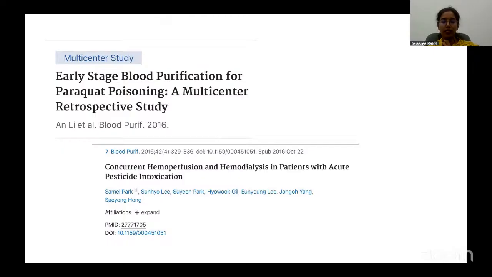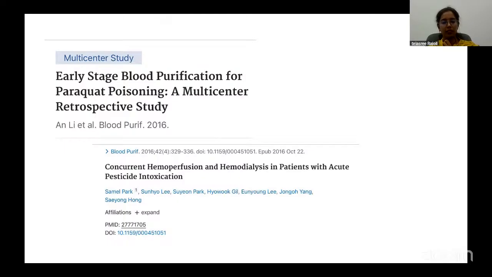But other extracorporeal therapies have also been used, like intermittent hemodialysis and hemofiltration. These are also effective in enhancing the elimination of the poison, because with comparable blood flows, the results are comparable. That matters because paraquat has very low protein binding. So paraquat can be eliminated even with hemodialysis.